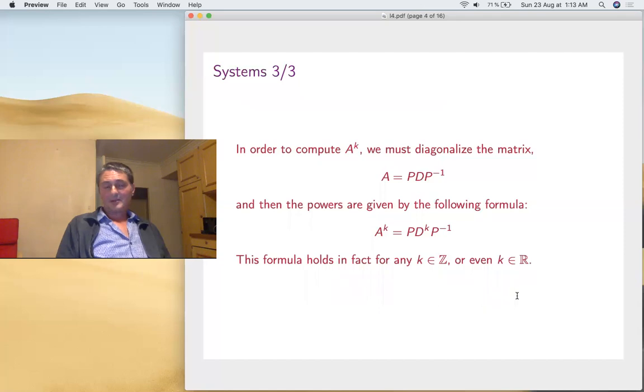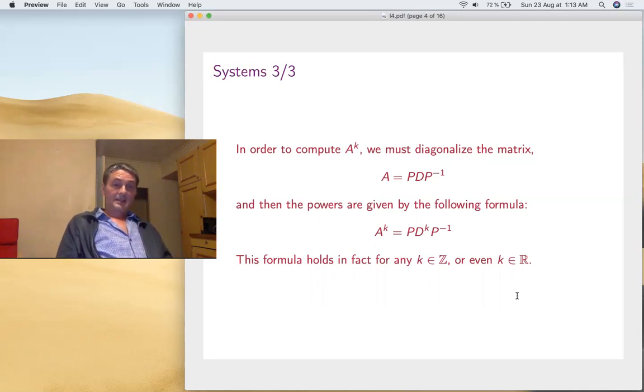Why? Either you can see it from the formula: you put PDP minus 1, PDP minus 1, and so on, and all the P minus 1 P in the middle will simplify. So you're left with the first P, the last P minus 1, and then the diagonal matrix to the k. Or you can read it directly. Diagonalization means that in a certain basis it multiplies by lambda 1 in this direction, lambda 2, lambda 3, and so on. Now if I apply the transformation k times, once again in this new basis, this multiplies by lambda 1 to the k, lambda 2 to the k, and so on. So it's exactly the formula written over here.